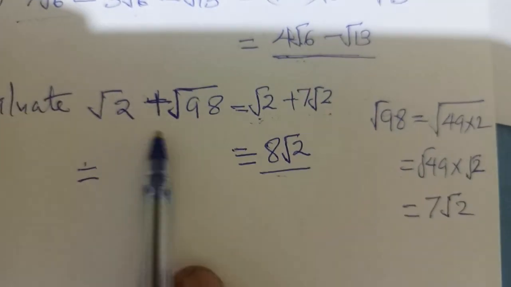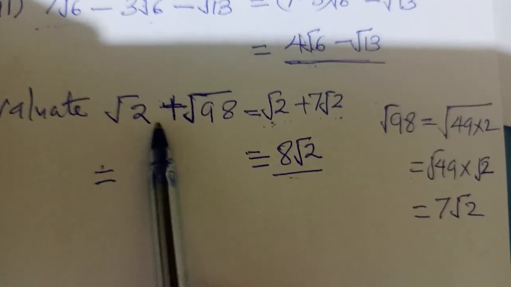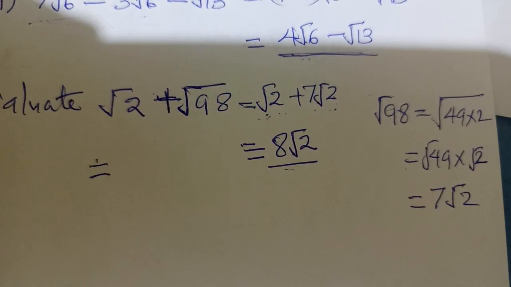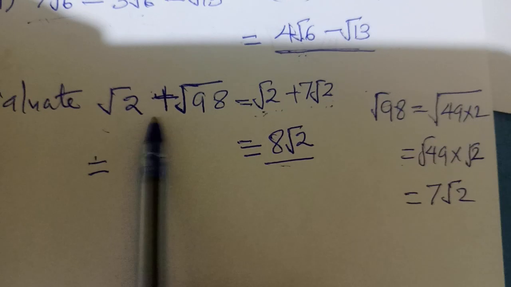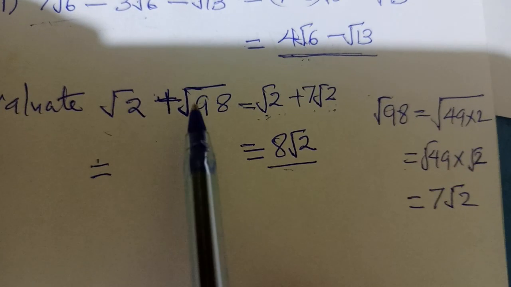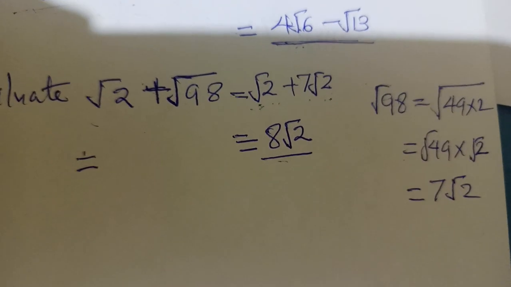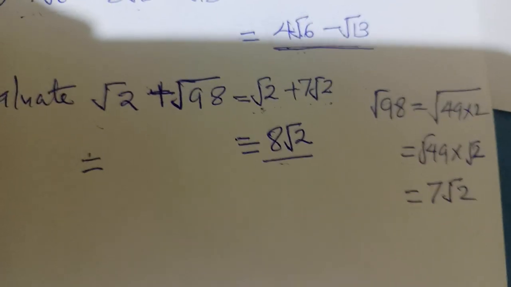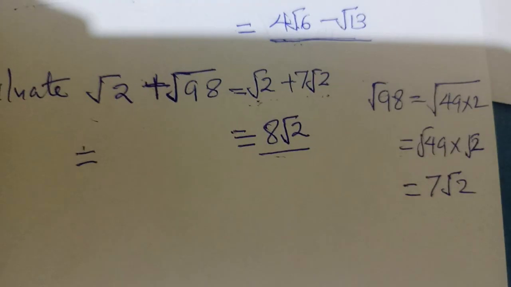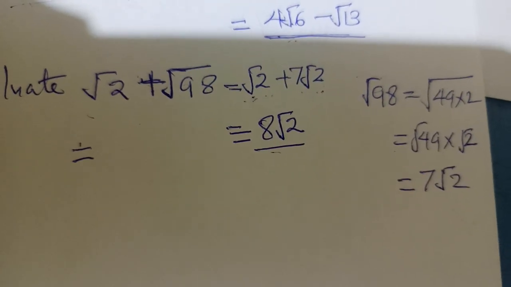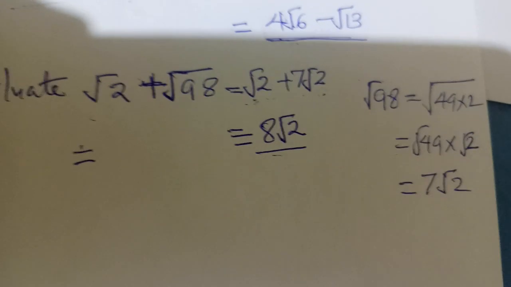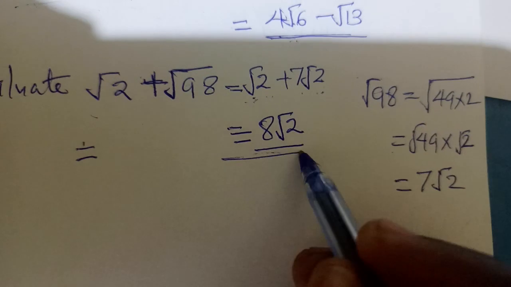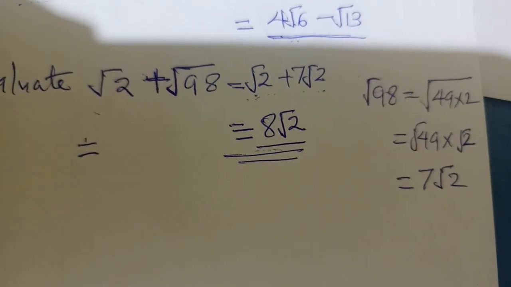So it's very important that before you decide and conclude that it is impossible to add or subtract surds, like in this case, you first of all simplify the surd that is not yet in its simplest form. Then after which you check if the two conditions that we had earlier mentioned are met. If they are met, then you're good to go, continue and simplify your work. So in this case, our answer is 8 root 2.